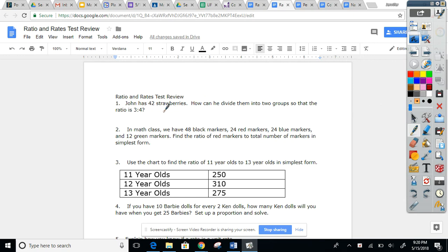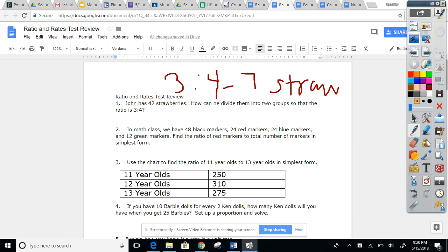Okay, so this means that he has 42 strawberries. If I were to have the ratio 3 to 4, how many strawberries does he have? He has 3 in one group and 4 in the other group. So that means he has a total of 7 strawberries. He has 7 strawberries in his first ratio of 3 to 4.